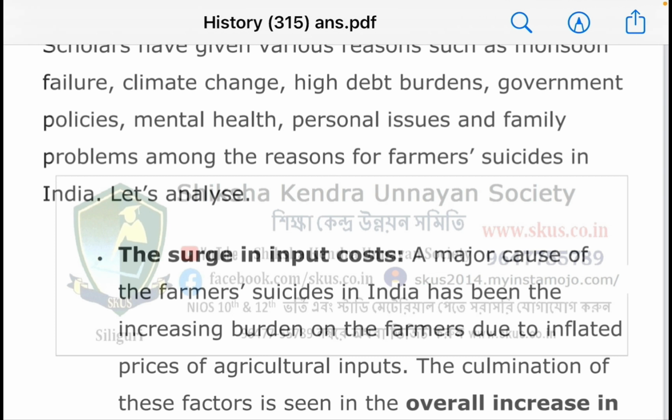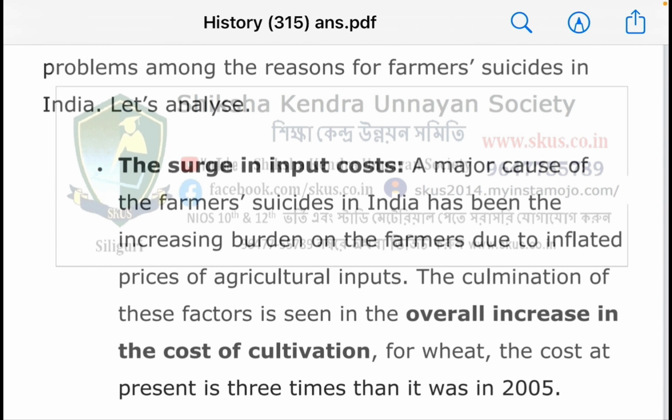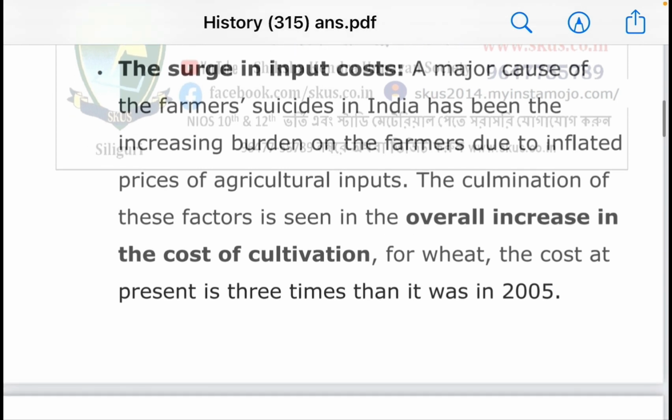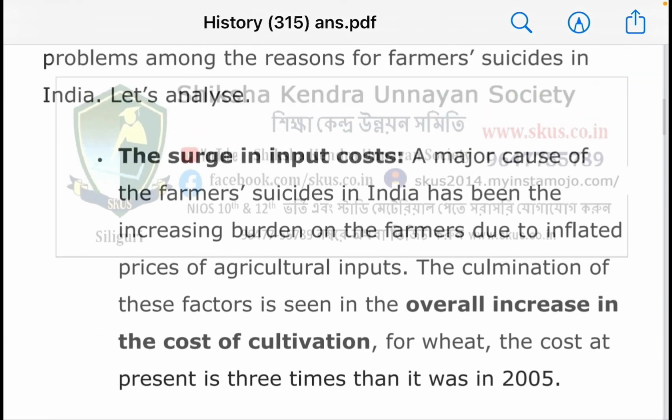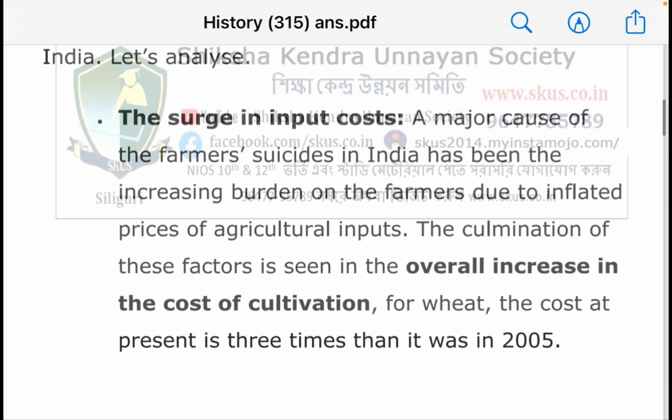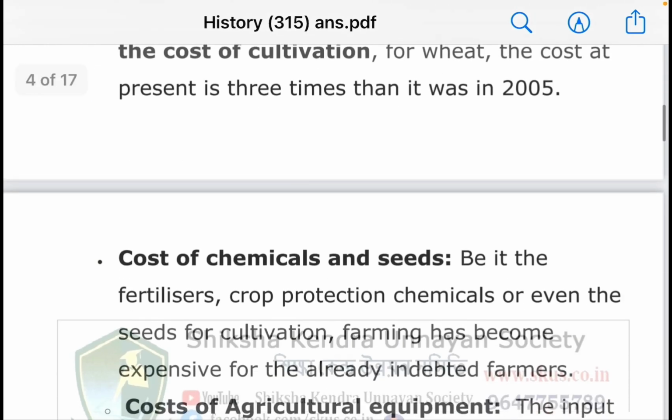A major cause of the farmer suicide in India has been the increasing burden on the farmer due to inflated prices of agriculture input. The culmination of this factor is seen in an overall increase in the cost of cultivation for wheat. The cost at present is 3 times than it was in 2005. The surge in input cost, जो वो लोग खरीदते हैं बाहर से जो भी दाना होता है उसका प्राइस बढ़ने की वजह से भी वो लोग सुसाइड करते हैं.